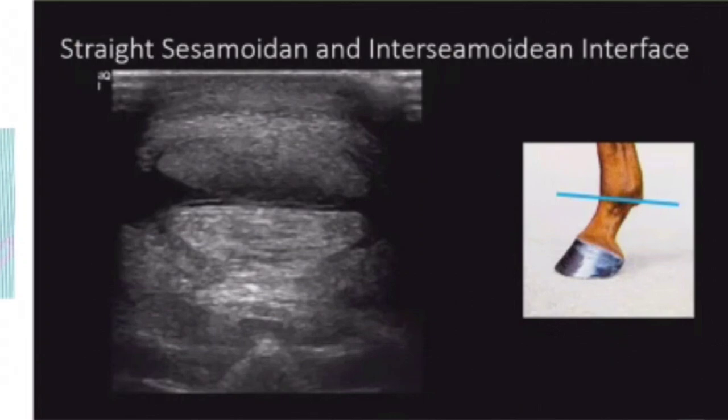But what we want to ask ourselves, did we get, this is the image I like to see. So we're transverse right at the level of that blue line. This little line right here is a little bit of P1. And this triangle of bone right here is the palmar aspect of the sagittal ridge of the metacarpus. So I know I'm seeing right into the back of the fetlock joint, right below the sesamoids. And this is where the intersesamoidean ligament turns into the straight sesamoidean ligament. It's a challenging spot to scan, but it is a spot where we can have issues.